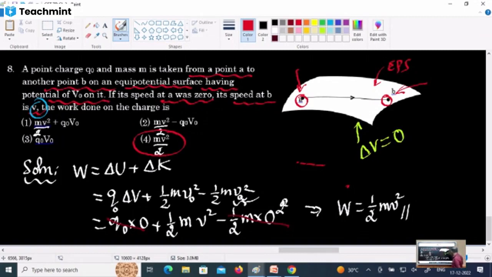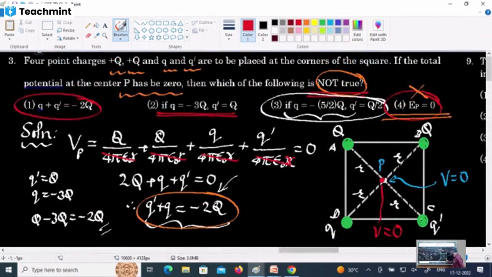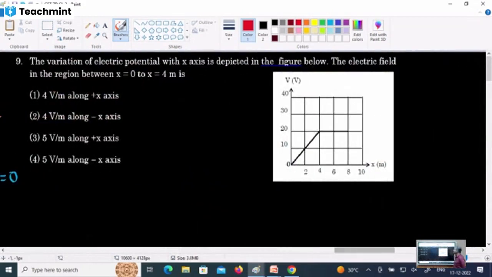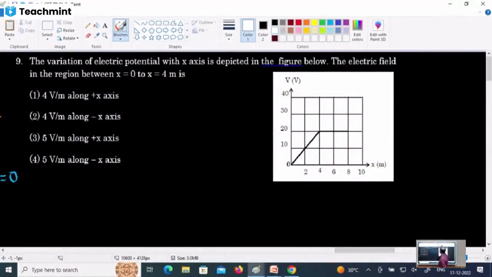Let us now proceed towards problem number 9. Problem number 9 says the variation of electric potential with the x-axis is depicted as shown in the figure. The electric field in the region between x equals 0 to x equals 4 meter is... The electric field E is equal to negative of the slope of the V versus x graph.